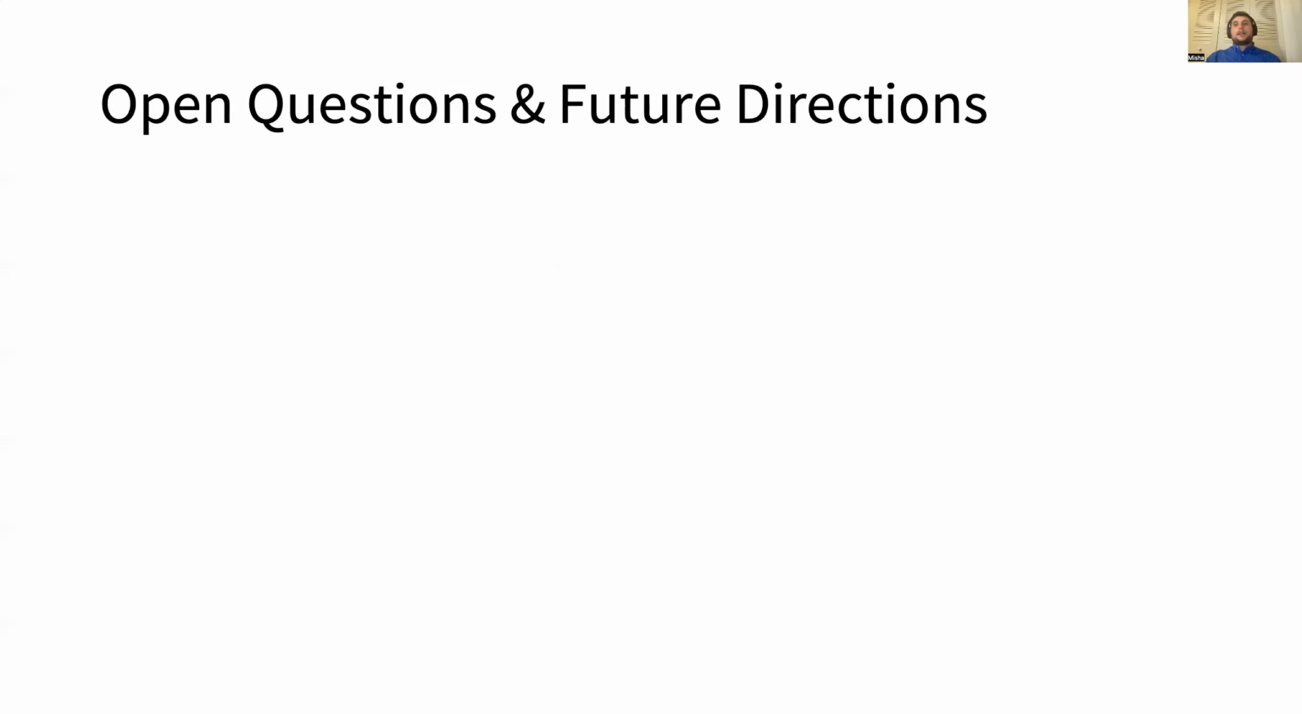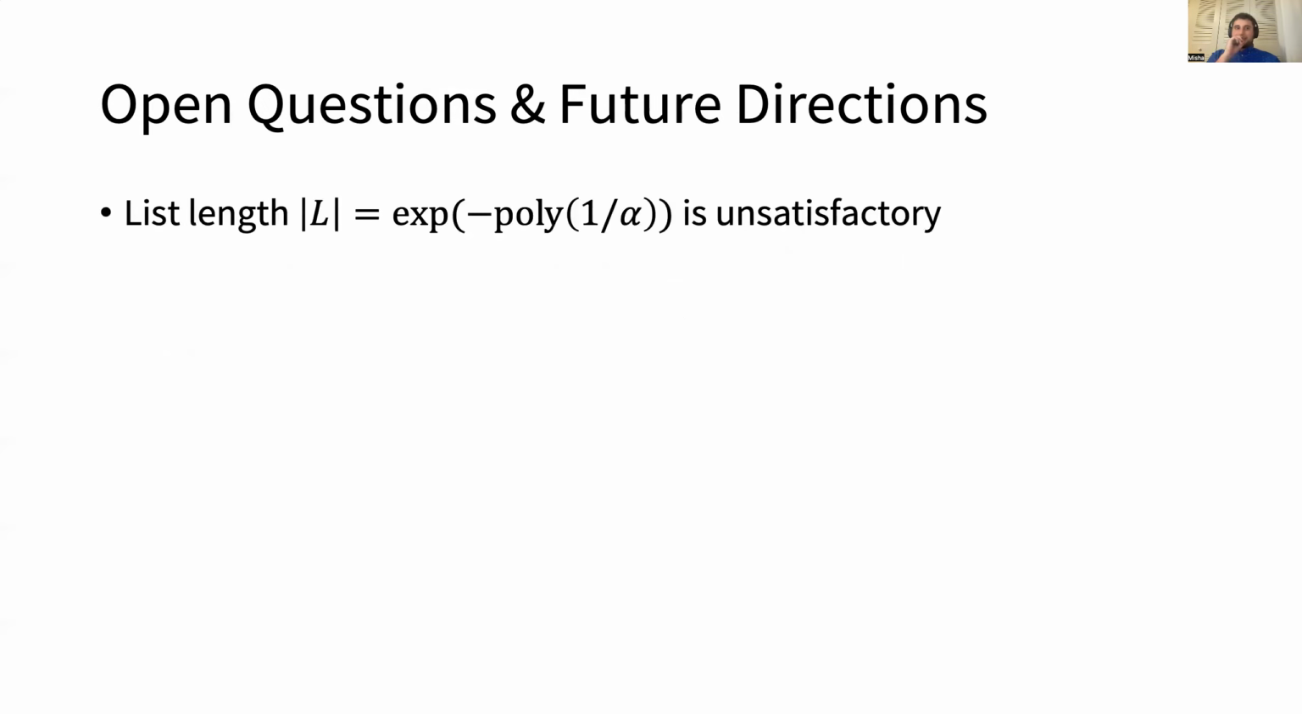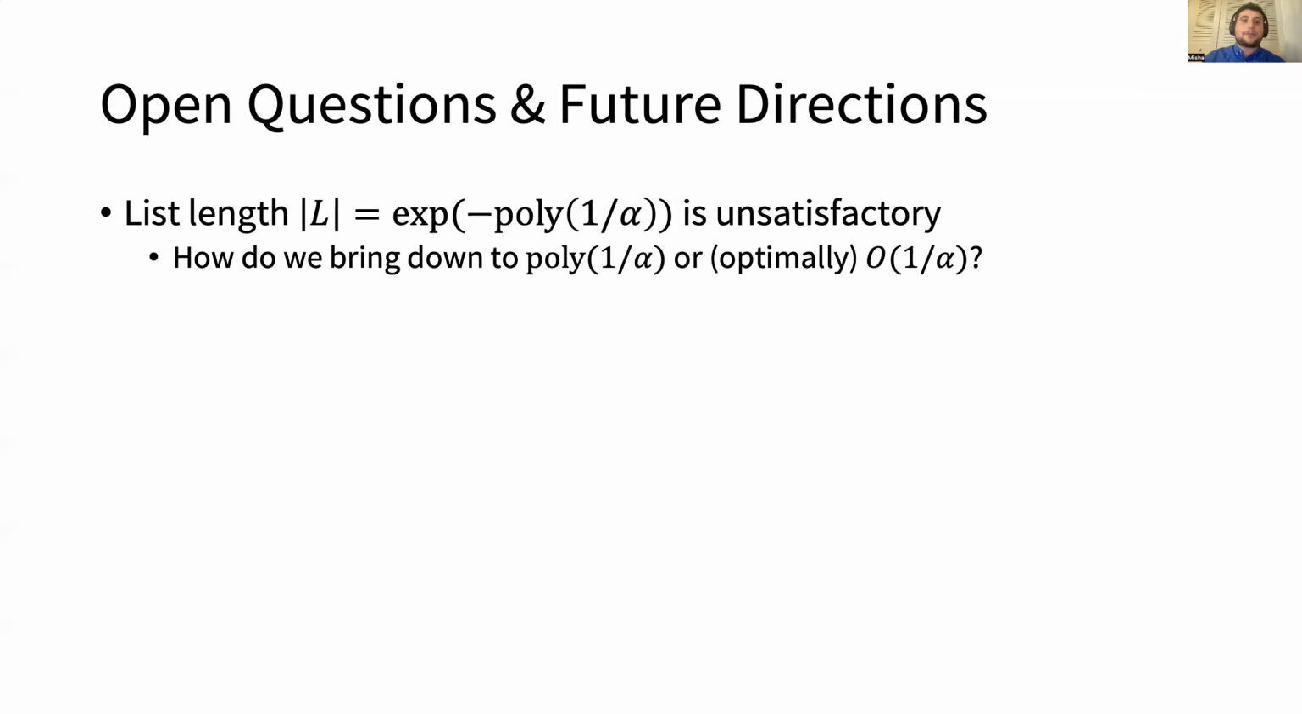So overall, now that we have this, we have some future directions which could be good to explore. The first is that the list length from this recursion and from the coarse spectral recovery is exponential in poly 1 over alpha. The question is, how do we bring this down to polynomial in 1 over alpha, or optimally order 1 over alpha? Because that is really what we'd want. That's the best we can do.